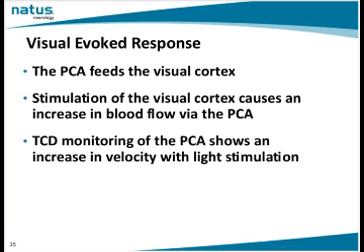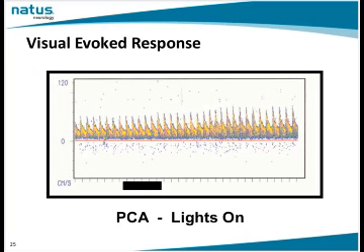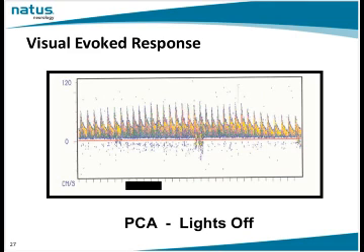Let's show this to you. So here's a situation where we're on what we believe to be the PCA, and we then turn on the lights, and we see after a few seconds our flow velocity increases. Dr. Aaslid said that the flow velocity will increase anywhere from 10 to 16%. Then, when we turn off the lights, right here, our flow velocity goes back down again.